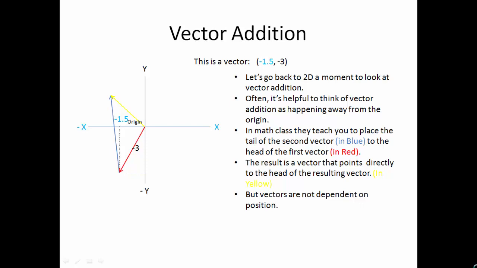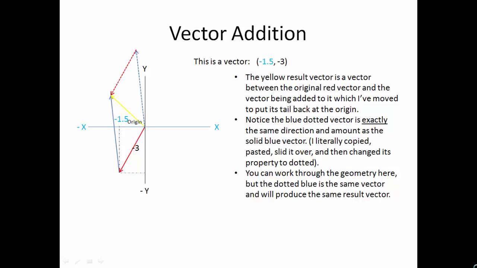In math class, they teach you to place the tail of the second vector in blue to the head of the first vector in red. The result is a vector that points directly to the head of the resulting vector. Our result vector is yellow, but vectors are not dependent on position. The yellow result vector is a vector between the original red vector and the vector being added to it, which I've moved to put its tail back at the origin. Notice the blue dotted vector is exactly the same direction and amount as the solid blue vector. I literally copied, pasted, slid it over, and then changed its property to be dotted.